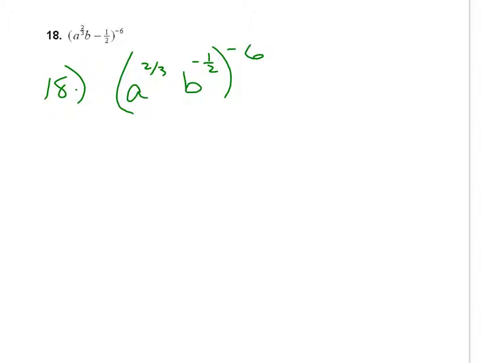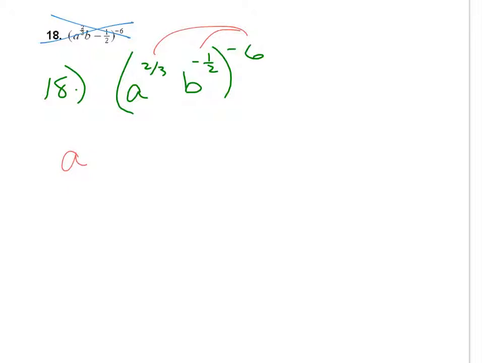Next, number 18. As you can see in your homework, you're going to notice that number 18 is actually written incorrectly. So this is the wrong problem. This is the correct problem. The minus 1/2 is actually an exponent. So if you correct that on your paper, the next thing we're going to have to do here is we're going to multiply those exponents together.